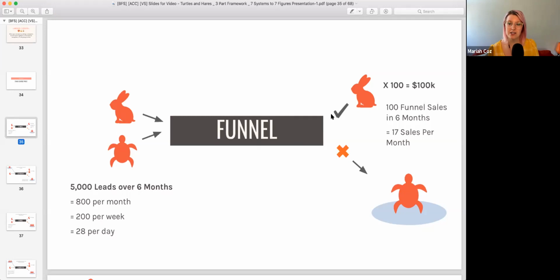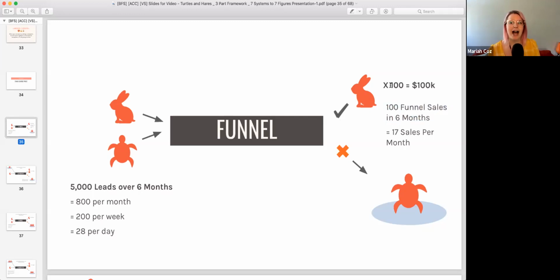Now the hares, they buy during the funnel. So they buy right away during these 5 days, they make their purchase. And let's say that over the course of 6 months, you make 100 funnel sales. This is all based on standard conversion rates, a very conservative conversion rate of 2%, which is standard and conservative. So of course you have the potential to change that.